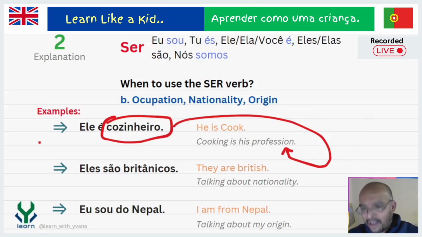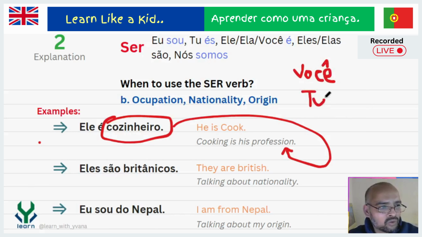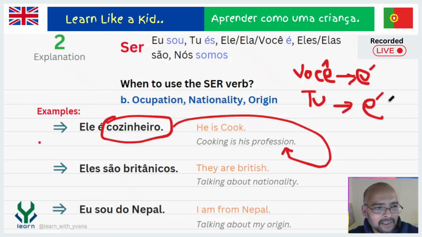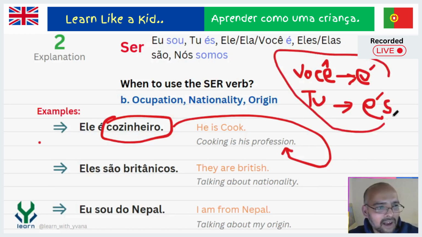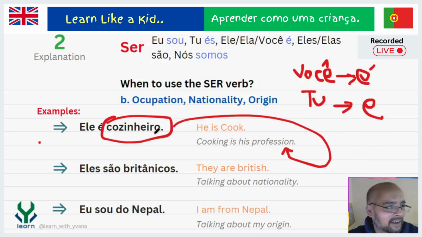E means is, right, you are right. Let me clear this up. There are two ways to say you: one is você and one is tu. If we use você with the ser verb, it is é. And if we use tu, we say és. These are the same thing. So if I say ele é cozinheiro, that's perfect. For ele, there is only é, there are no other options.